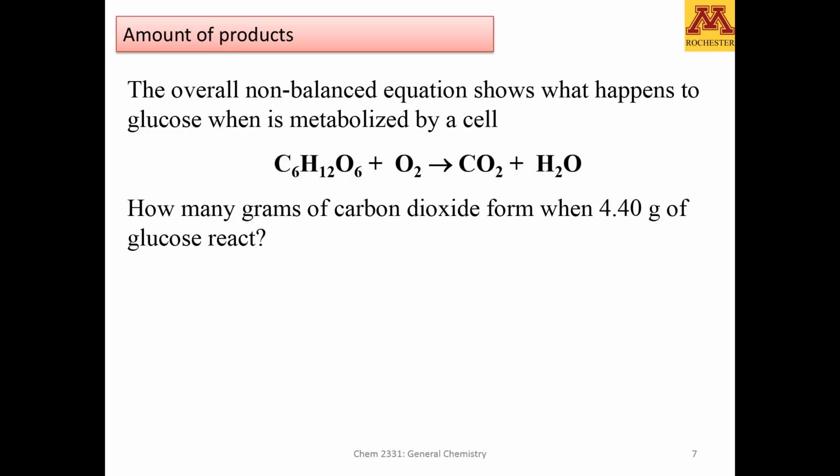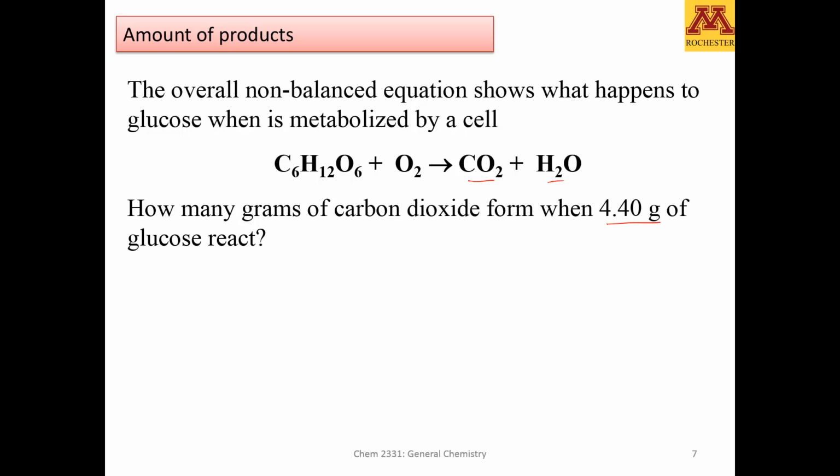So in this case, we have the combustion of glucose all the way to CO2 and water, and it's asking for how many grams of carbon dioxide will form if we start with 4.4 grams of glucose, and all of those react. The first step in these kinds of problems is always balancing the reaction.